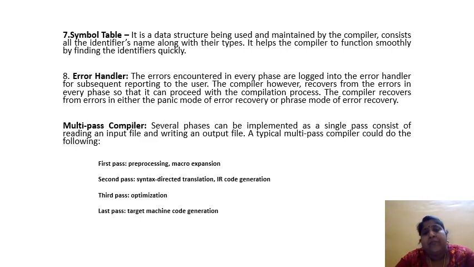error recovery. We also have a multi-pass compiler, where several phases are implemented in a single pass, consisting of reading the input file and writing the output file. The typical multi-pass compiler can do the following. The first pass will be pre-processing and macro expansion. The second pass will be syntax directed translation and IR code generation. The third pass will be optimization. And the last pass will be target machine code generation.